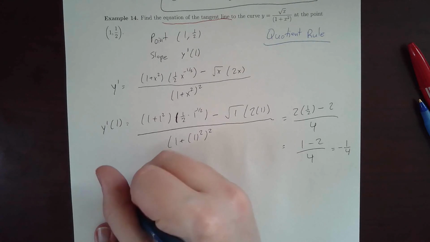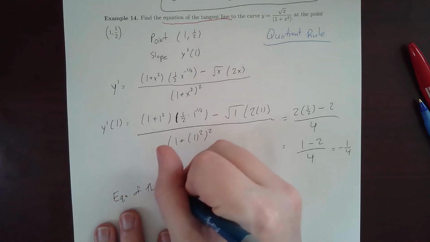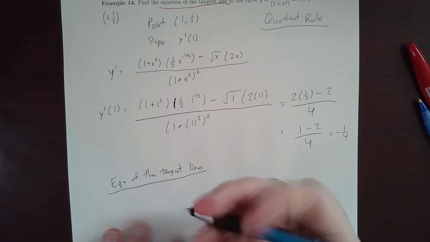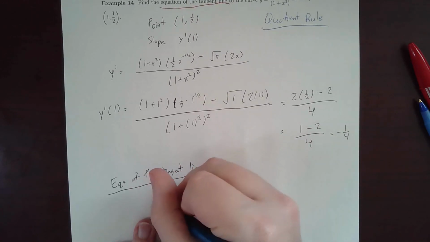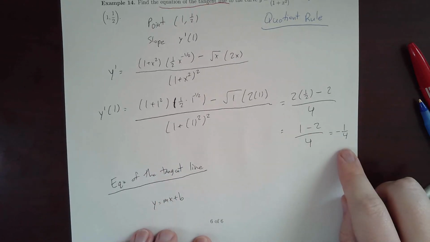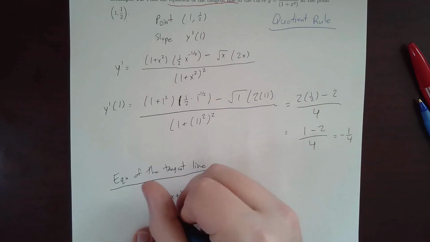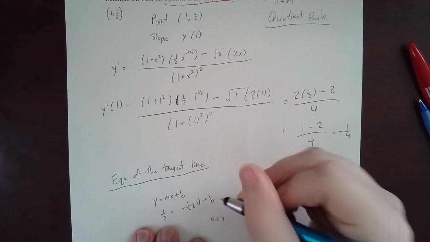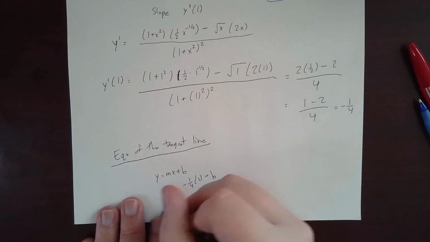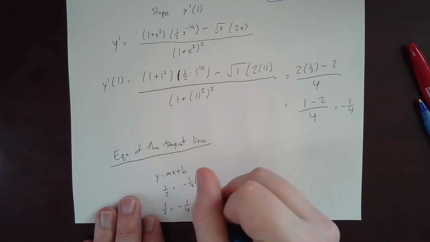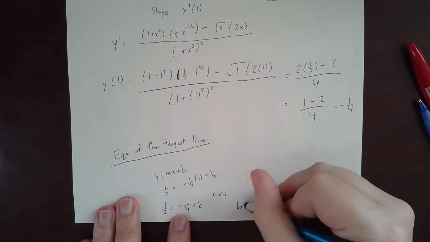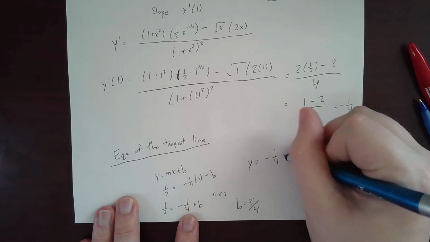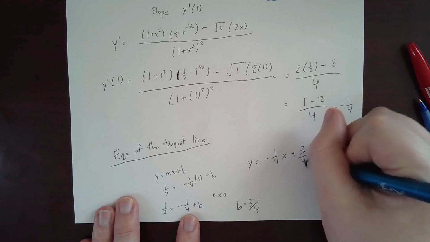And so then the equation of the tangent line, if we want to find that, is going to require us to go ahead and use our slope and our point. So we want y equals mx plus b. We just found the m. We know our point for y and x, so that means that 1/2 equals negative 1/4 times 1 plus b. So that means that we have 1/2 equals negative 1/4 plus b. If we add the 4th over to the other side, that means b equals 3/4. And so the equation would be y equals negative 1/4 x plus 3/4.